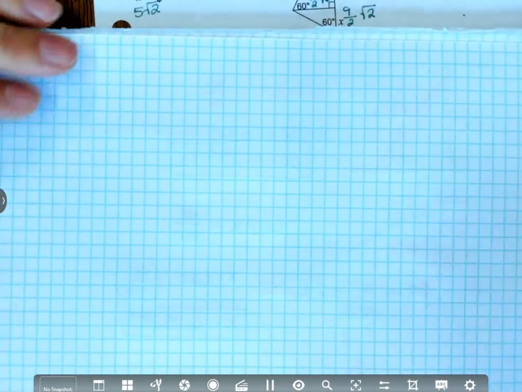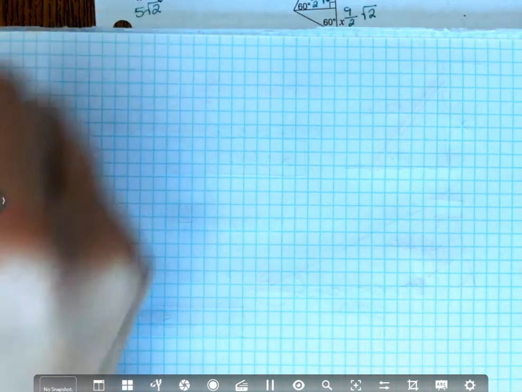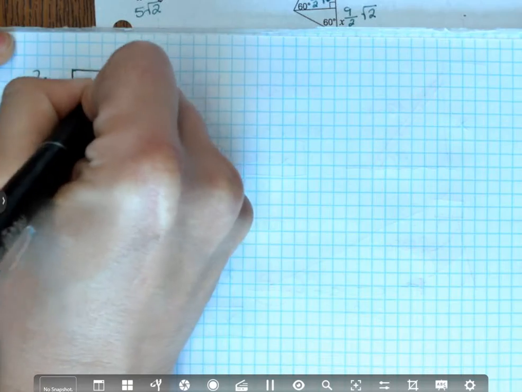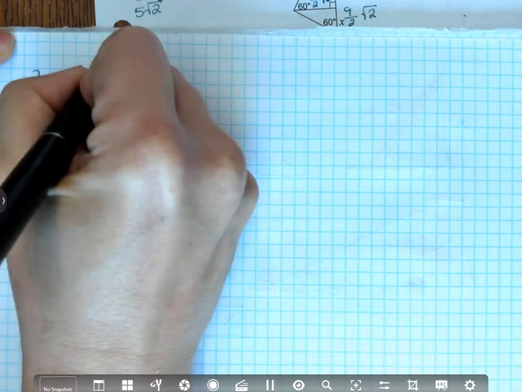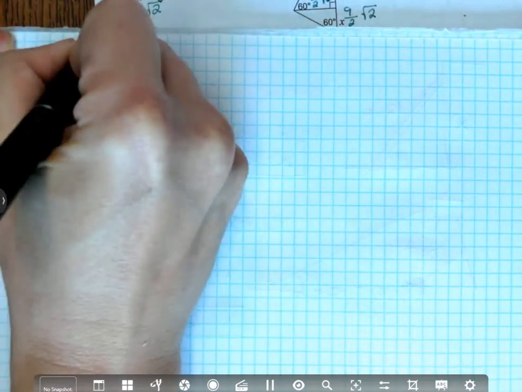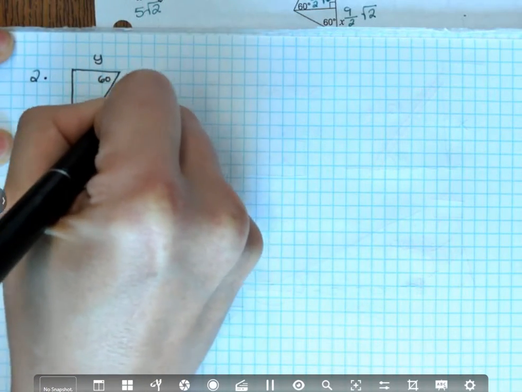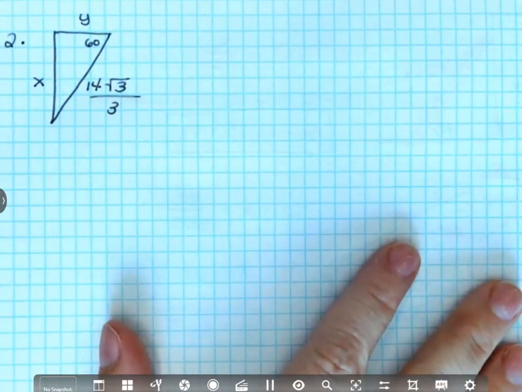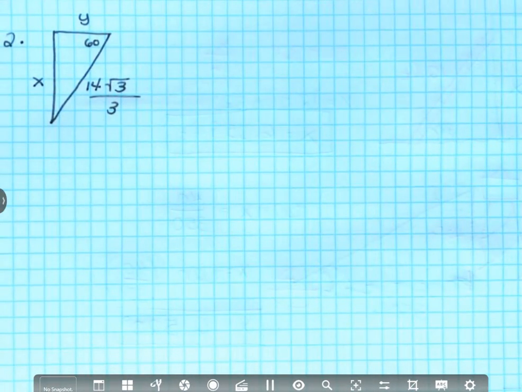Okay. So for number 2, we are given this guy. So we have a 60-degree angle up here. We have x, we have y, we have 14 root 3 over 3. One of the things that I really recommend that you guys do, especially if you're intimidated by all of those problems squished together on one sheet, just redraw it on your own piece of paper. We're limited in how much paper we can use, so you get tiny worksheets sometimes. But don't feel like you have to do all of your work in that little space.